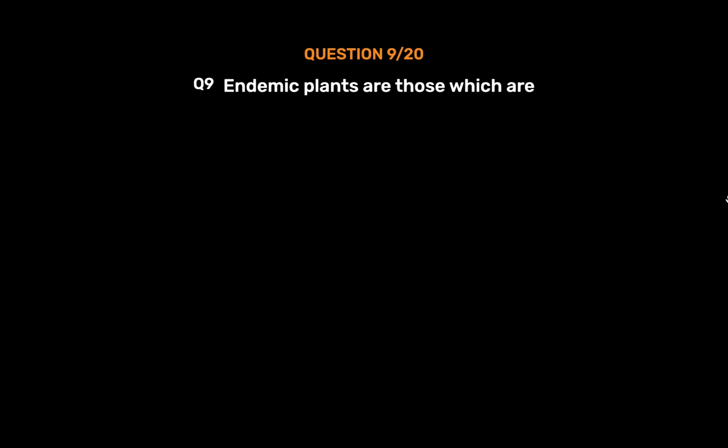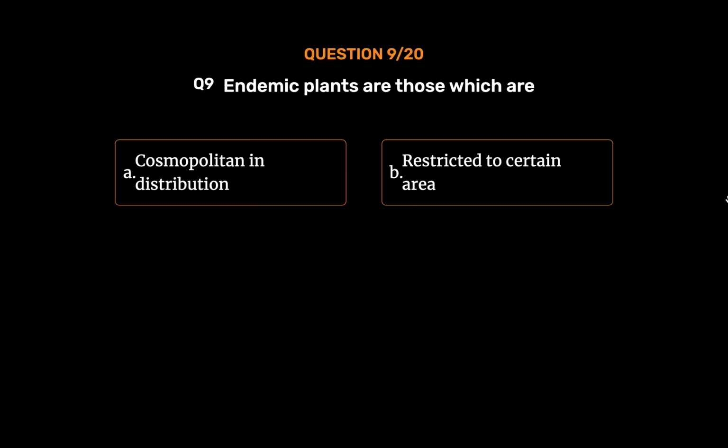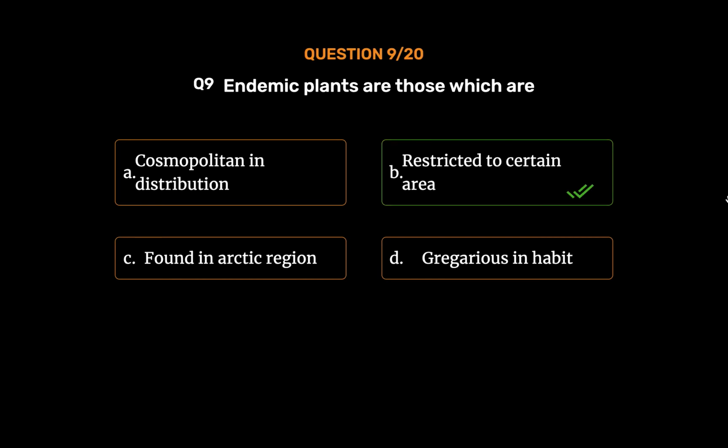Endemic plants are those which are option A. Cosmopolitan in distribution. Option B. Restricted to certain area. Option C. Found in Arctic region. Option D. Gregarious in habit. The correct answer is option B.